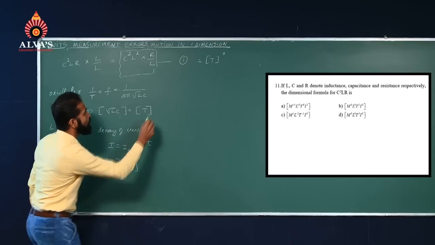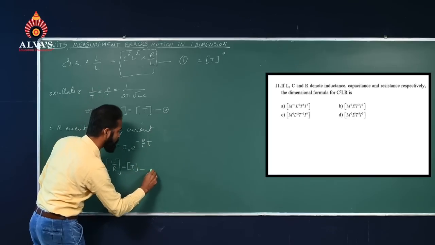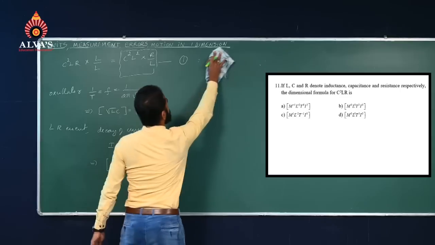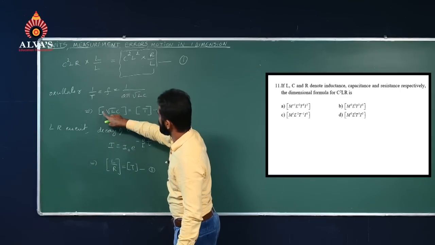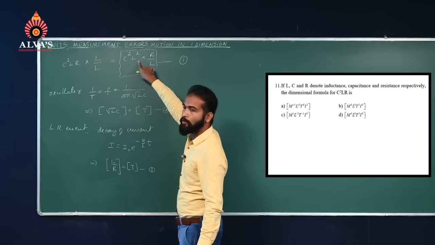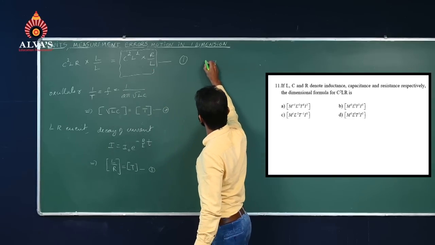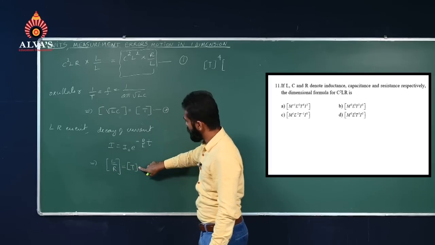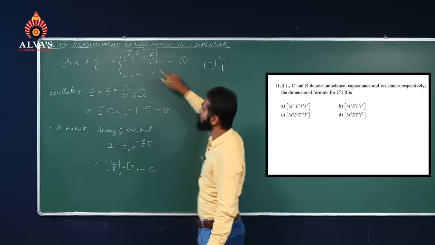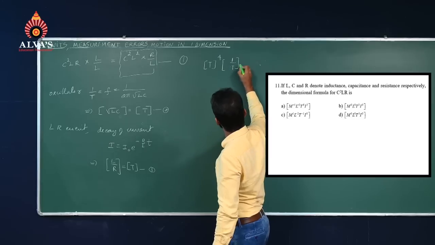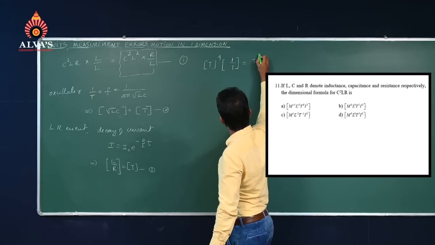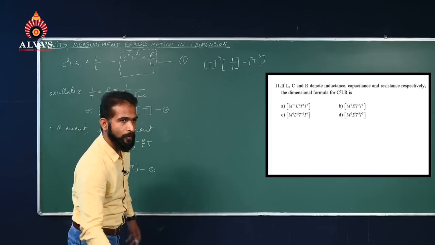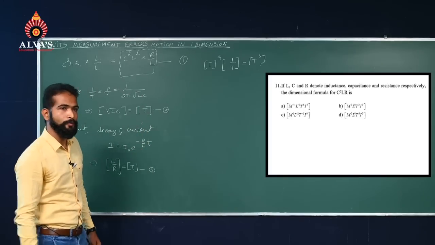Now substitute 2 and 3 in equation 1. If you take the power of 4, that becomes C square into L square. So I will write this as T to the power 4 into L by R, which has a dimension of T. So R by L will have a dimension of 1 by T. So this becomes 1 by T, and totally it becomes T to the power 3. So the dimension of this quantity is only T to the power 3. That is option number D.